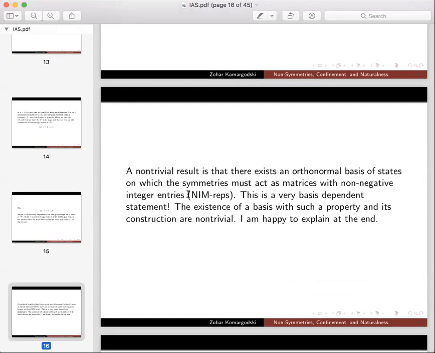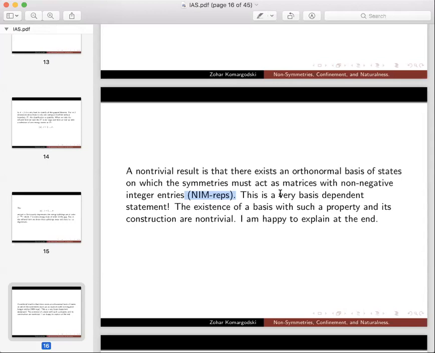This is a very basis-dependent statement. Unlike ordinary representations of groups that you're familiar with, when we say that the vacuum forms some linear representations of some symmetry group, this is a statement that's basis independent. Here, the existence of nimreps is obviously basis dependent, because if some operator is realized with integer coefficients in one basis, it's not going to be realized with integer coefficients in another basis. So the deep statement of these two-dimensional systems with non-symmetries is that there exists a basis. It's a special basis where the symmetries are realized by matrices with non-negative integer coefficients.